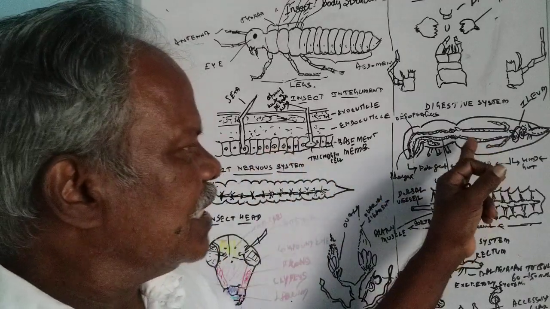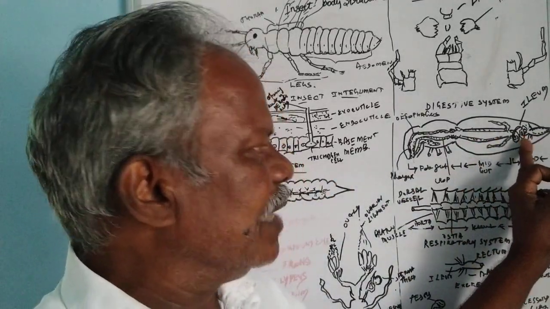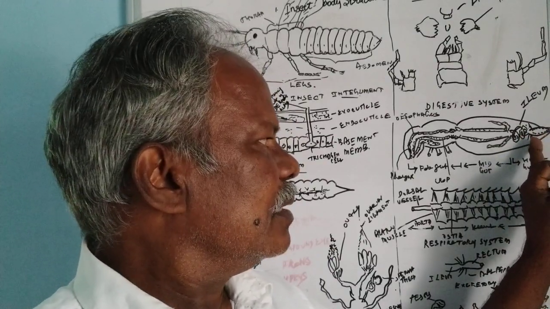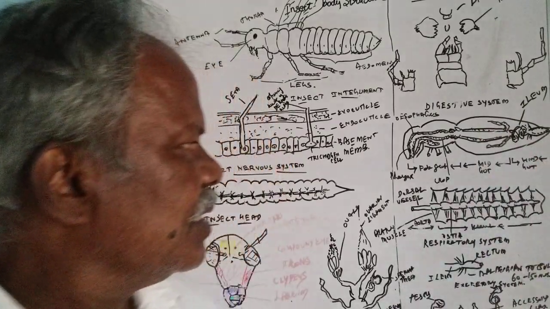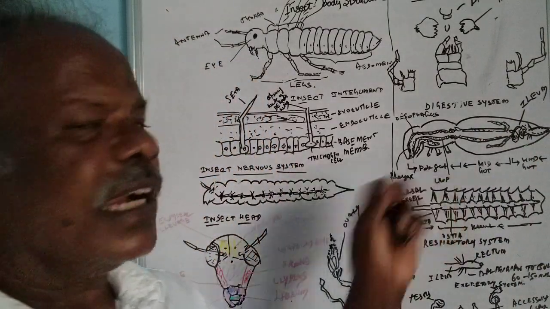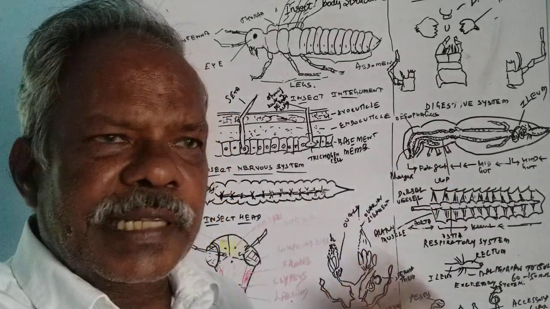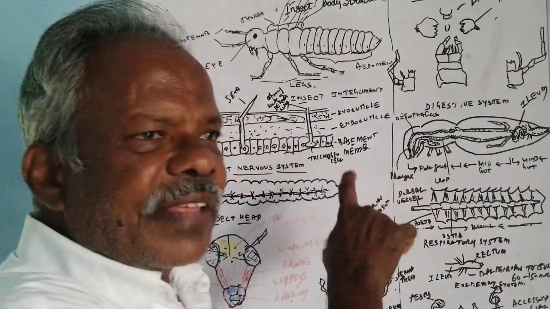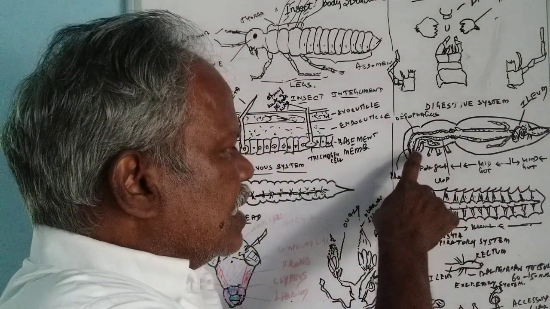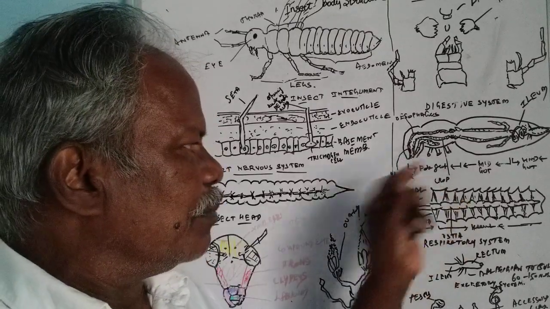These things consist of the midgut, and the hindgut consists of the ileum, rectum, and Malpighian tubules. These are all called hindgut. With regard to digestion, there is a pair of salivary glands that secrete saliva, and the salivary secretion is poured into the mouth.